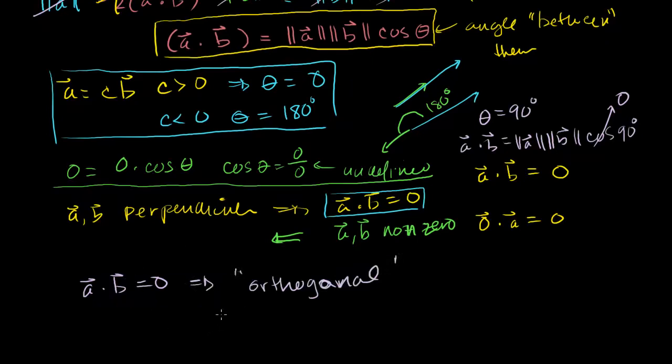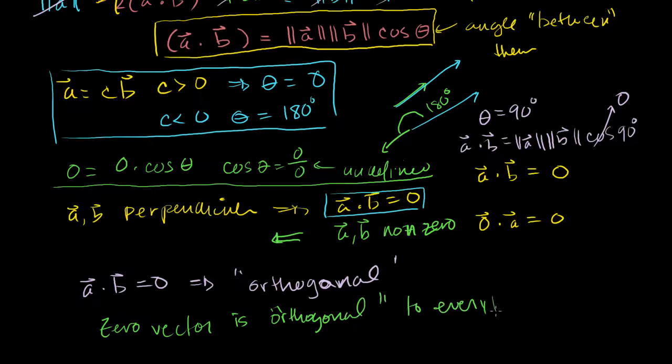But this is kind of a neat idea. This tells us that all perpendicular vectors are orthogonal. And it also tells us that the 0 vector is orthogonal to everything, even to itself. The 0 vector dotted with the 0 vector, you still get 0. So by definition, it's orthogonal.